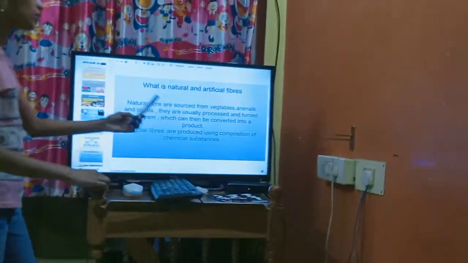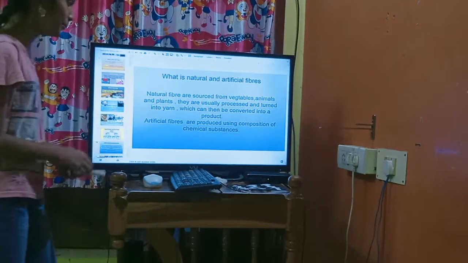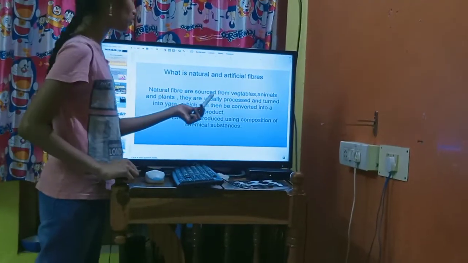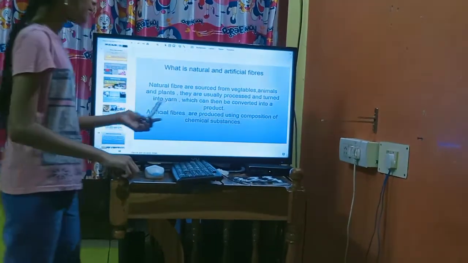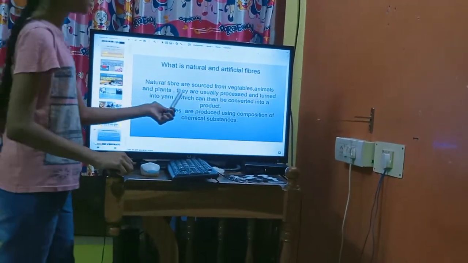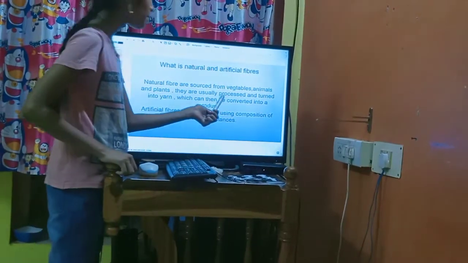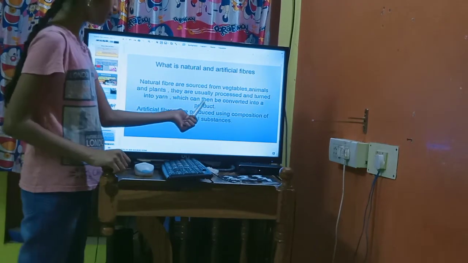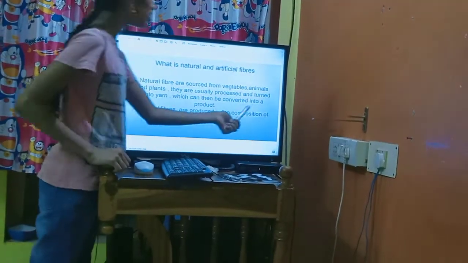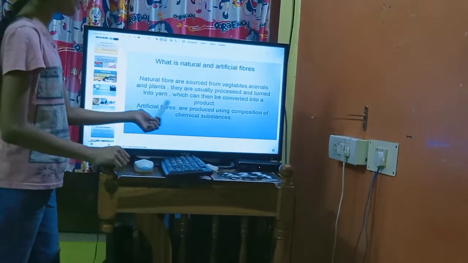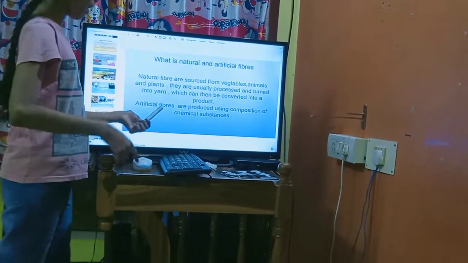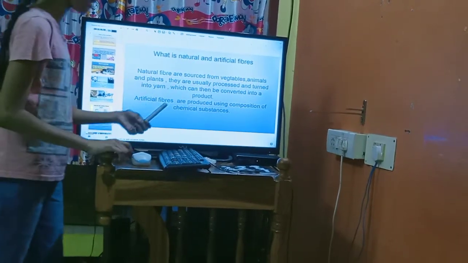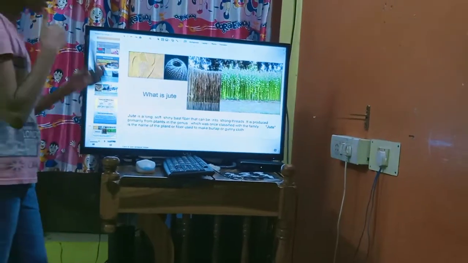Now, what is the meaning of natural and artificial fibers? Natural fibers are obtained from vegetables, animals, and plants. They are usually processed and turned into yarn, which can be converted into a product. Artificial fibers are produced using a combination of chemical substances. Now, what is jute?